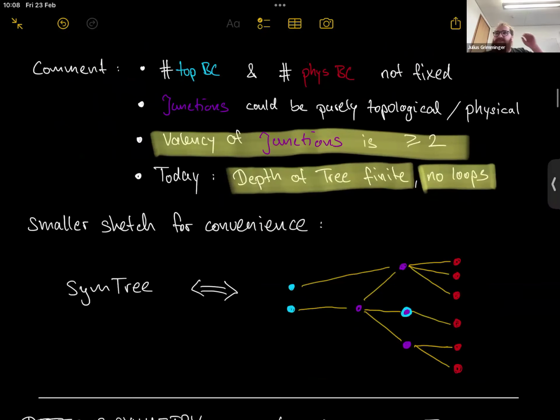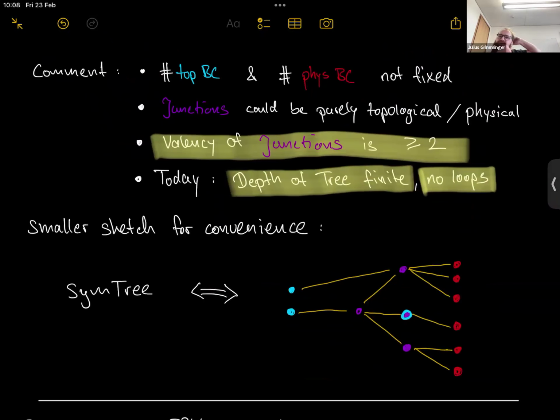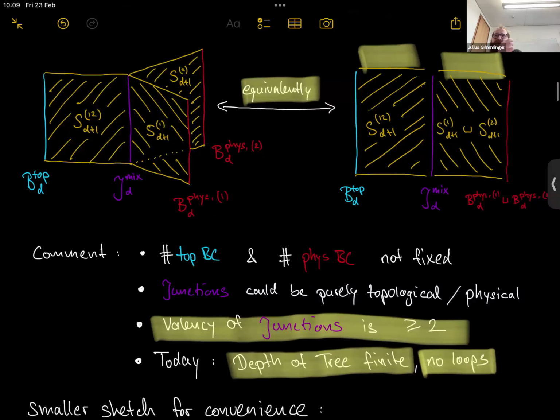So you said you'll exclude it, but what would a loop mean here? What would be the interpretation of the loop?